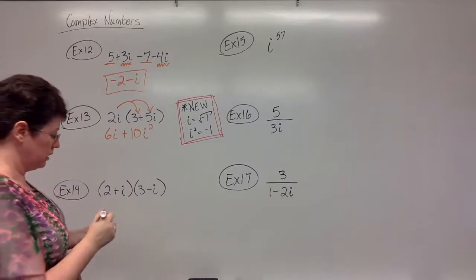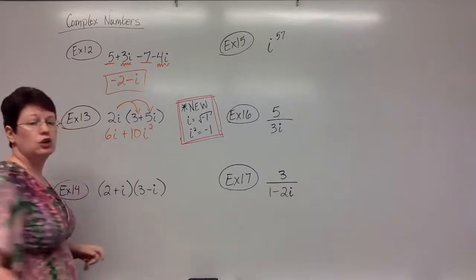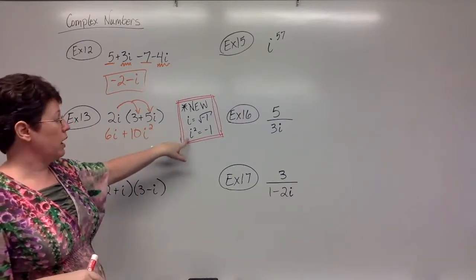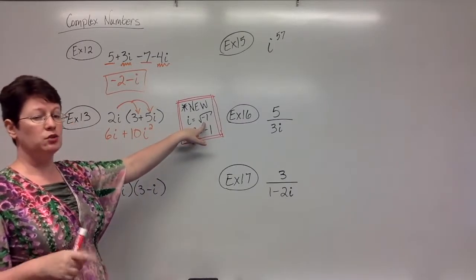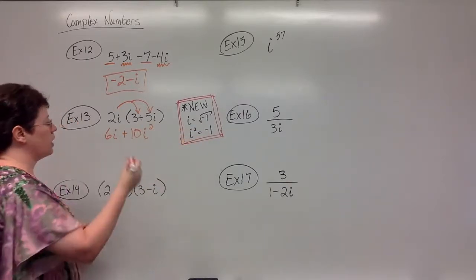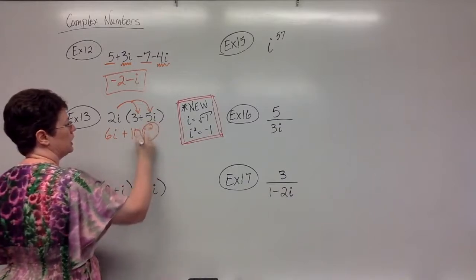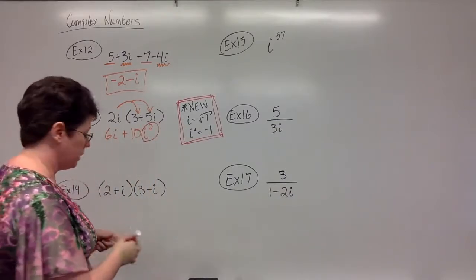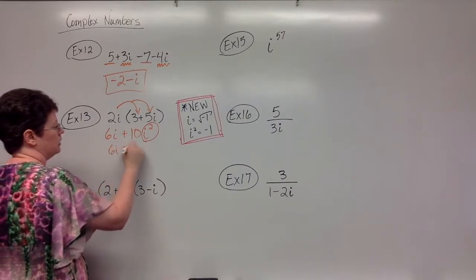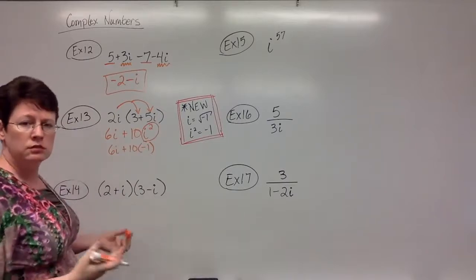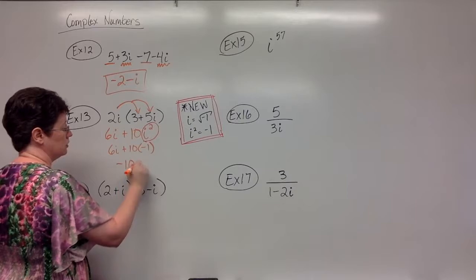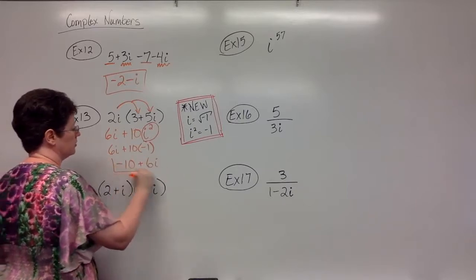Now, here's a trick. I squared, you can substitute a number in for. If I take I and square it, then I'm squaring a square root of -1, which means I get a -1. So I can substitute in a -1 for that I squared. Let's look at that. 6I plus 10 times -1. 10 times -1 is -10. No big deal. I still have my 6I.